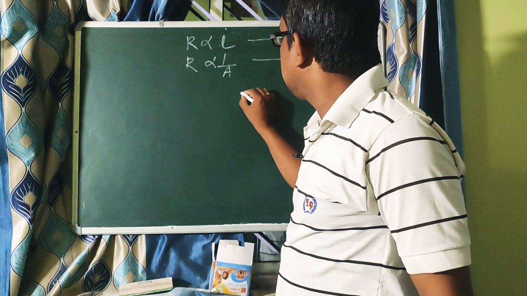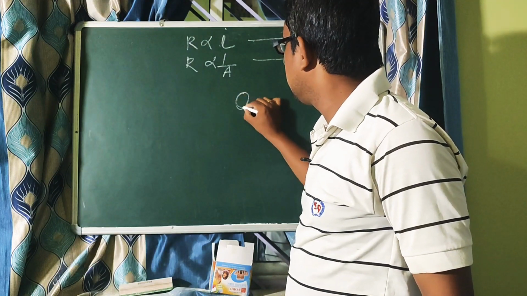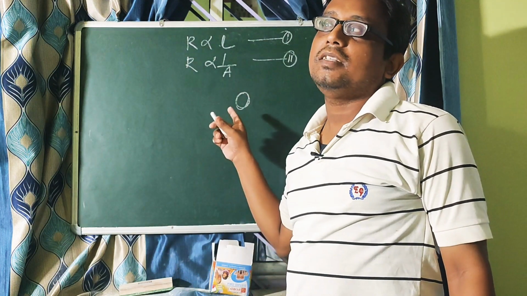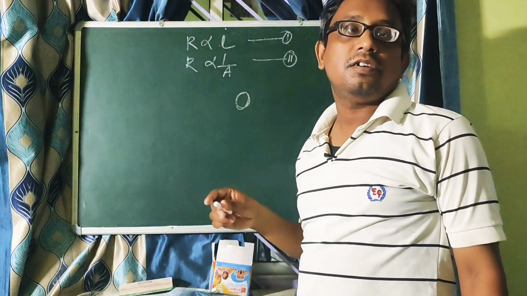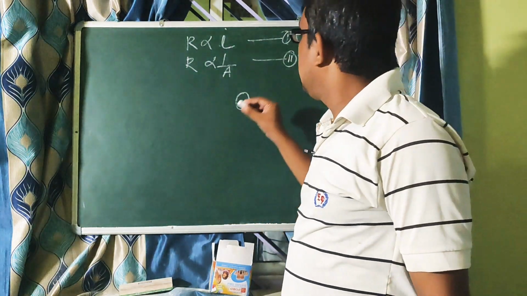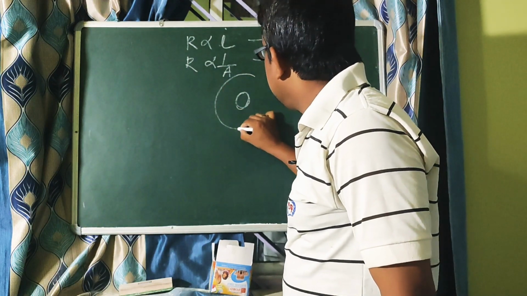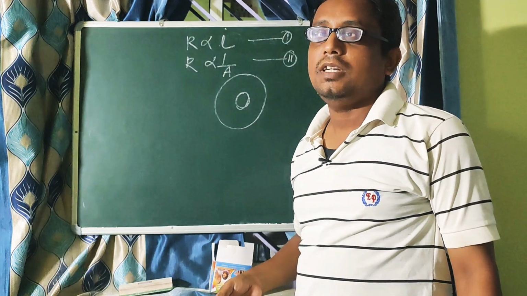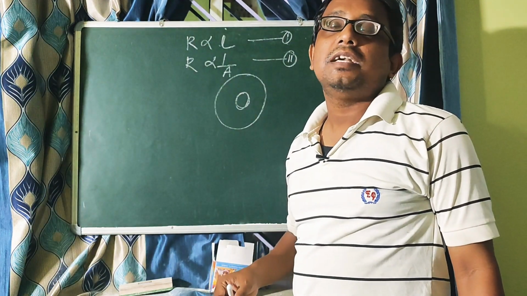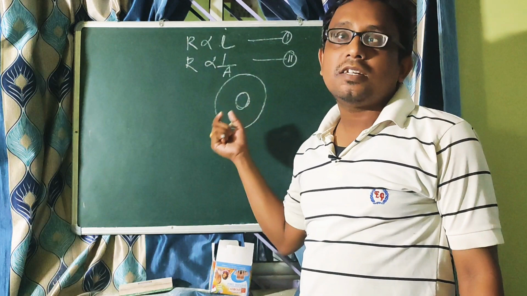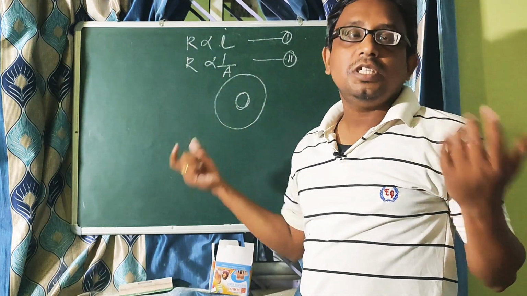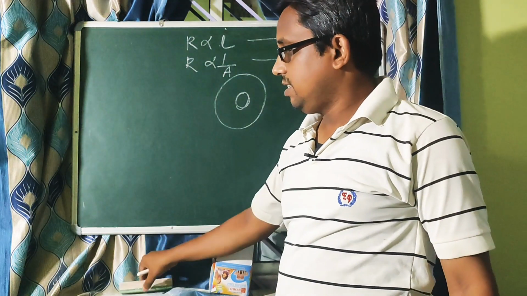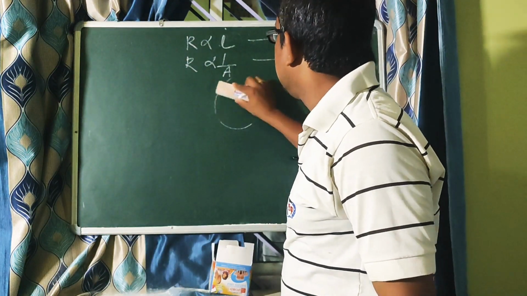Similarly, suppose this is the thickness of the conductor. How much space will the electron get to travel through this conductor? It will get more space if the thickness increases. Suppose thickness increases like this. Obviously, the electron will get more space to travel. When electron gets more space to travel, the opposition will be less. Opposition will be less means resistance will be less. So this is number 2.